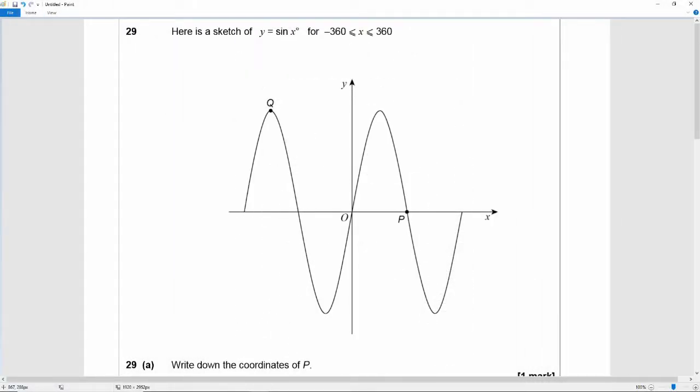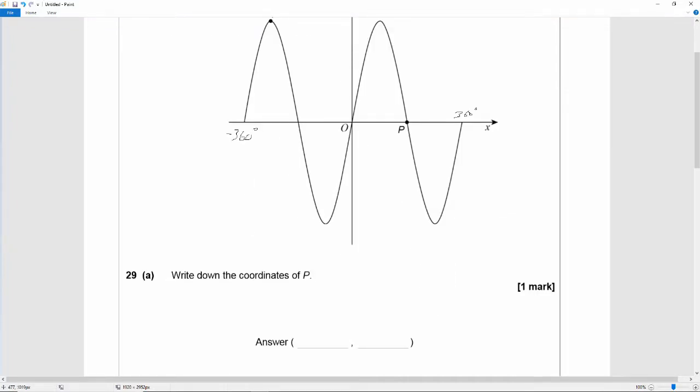and we're picking up in question 29, which reads: here is a sketch of y equals sine x degrees for negative 360 less than or equal to x less than or equal to 360. So basically for x between negative 360 and 360. Before we go, let's just pop that on in case we need it. So that's negative 360 degrees. And this is 360 degrees, which we've got from the description of the graph. Write down the coordinates of P.